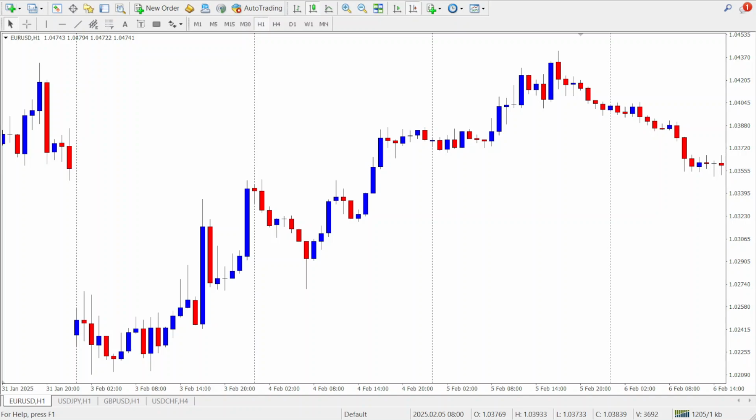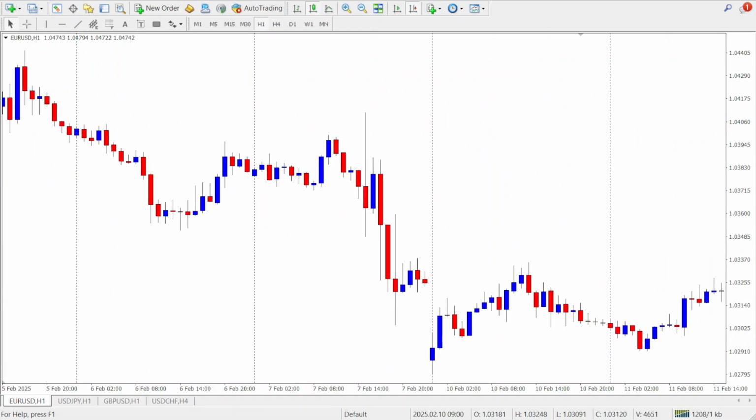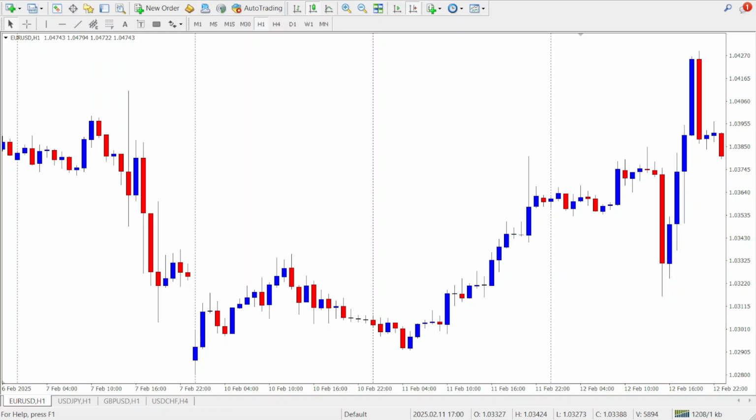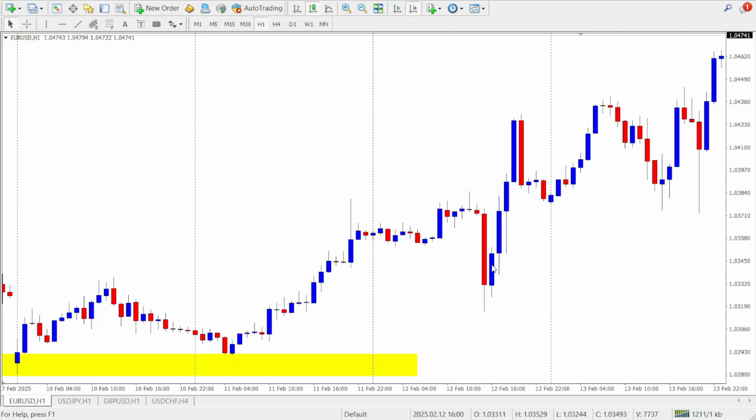Now, what are supply and demand zones? Supply and demand zones are areas on the chart where price reacts due to an imbalance between buyers and sellers. These are the key areas where big institutions place their trades, causing strong price movements. So here is a simple way to understand them.